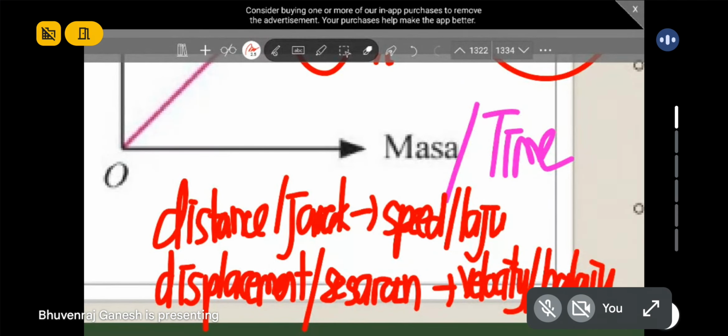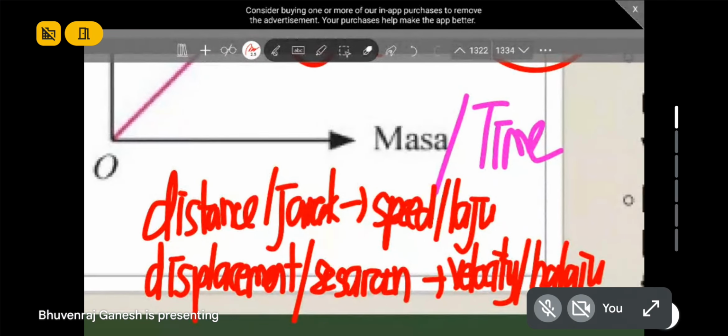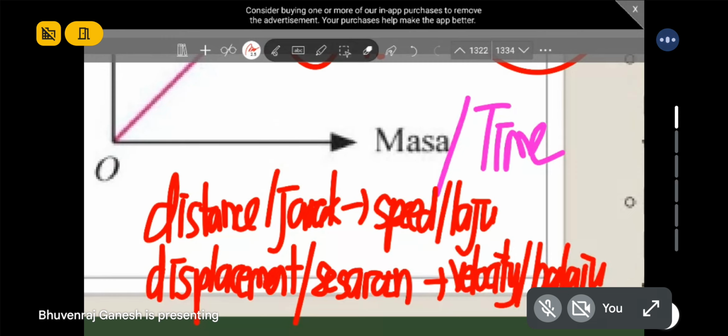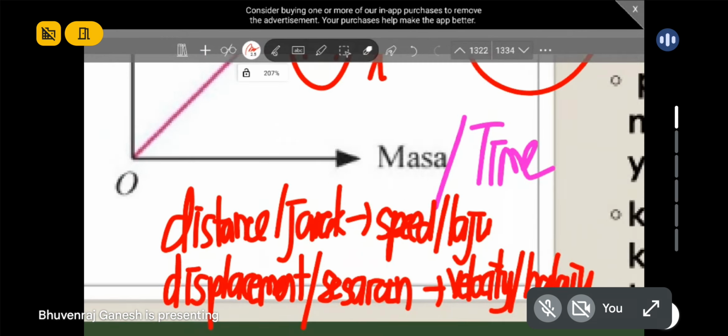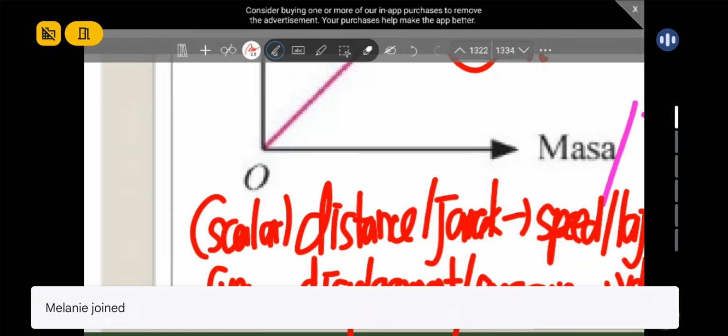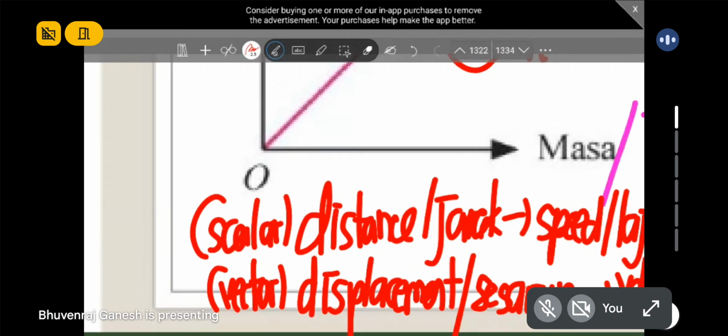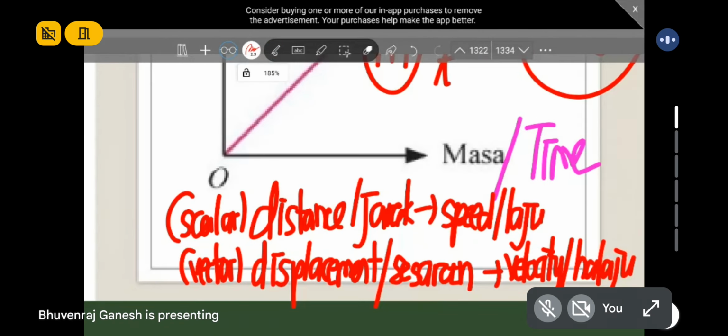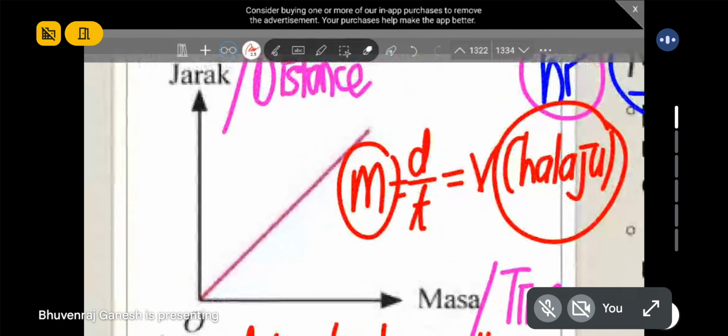All of you understand the concept? Boleh ya? All clear. So just remember this: distance is a scalar, displacement is a vector. Jarak ni kuantiti scalar, sesaran kuantiti vector. Itu saja.